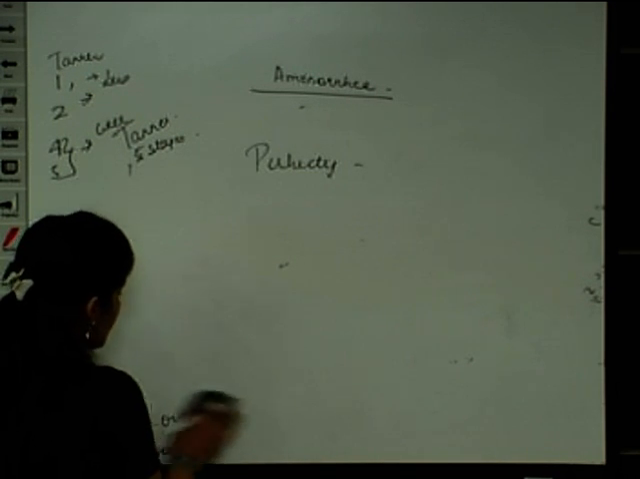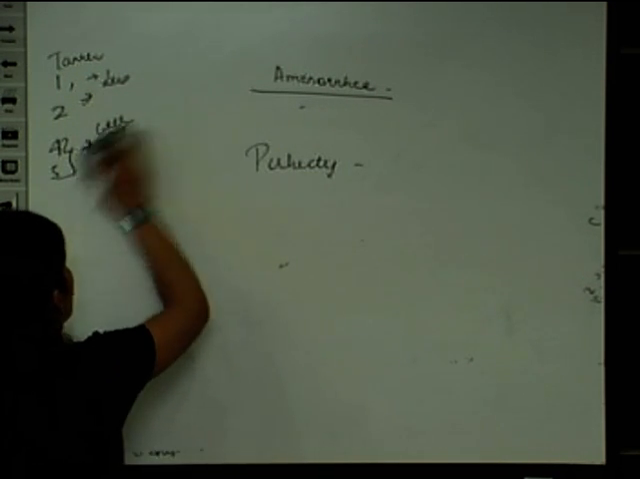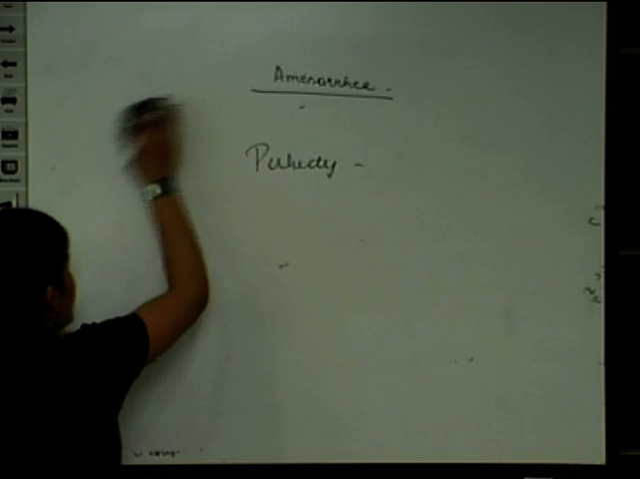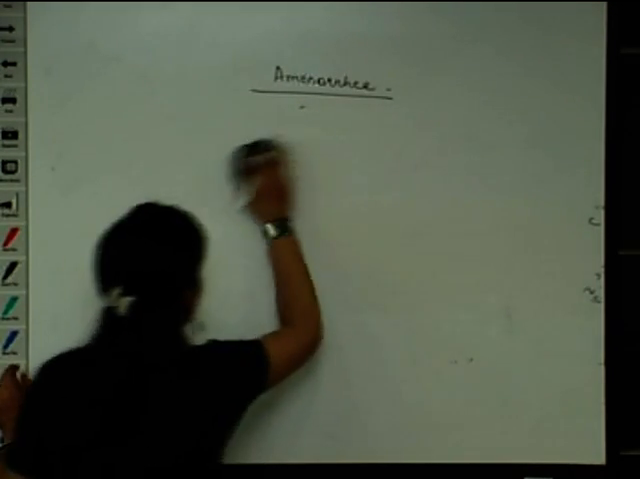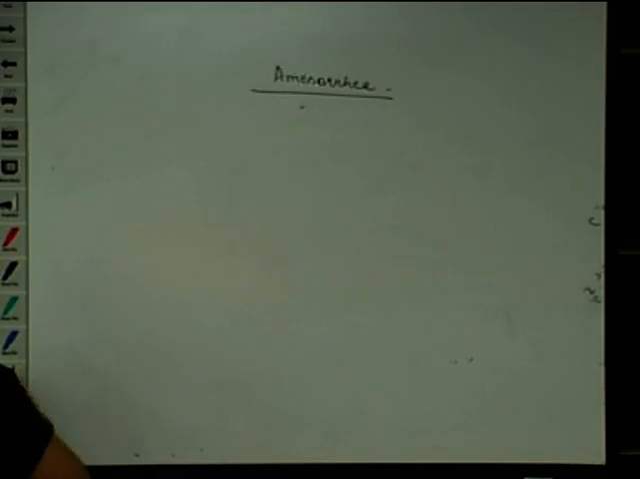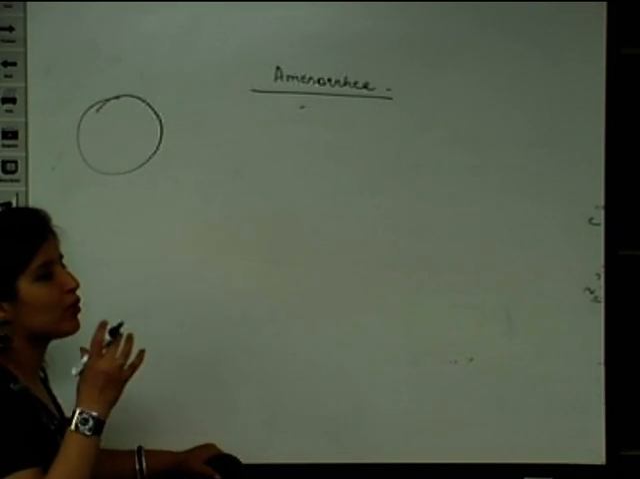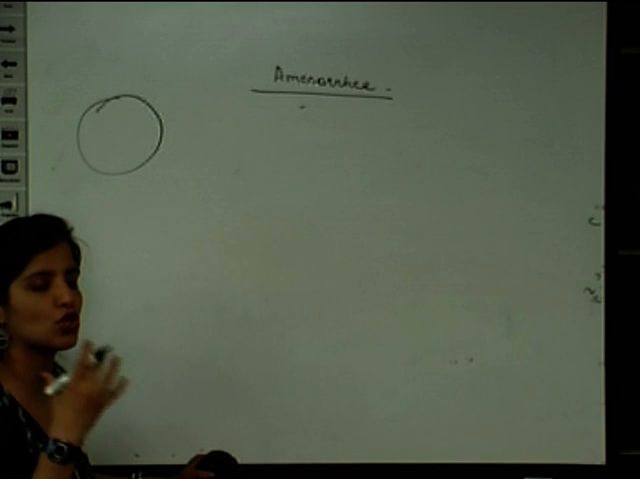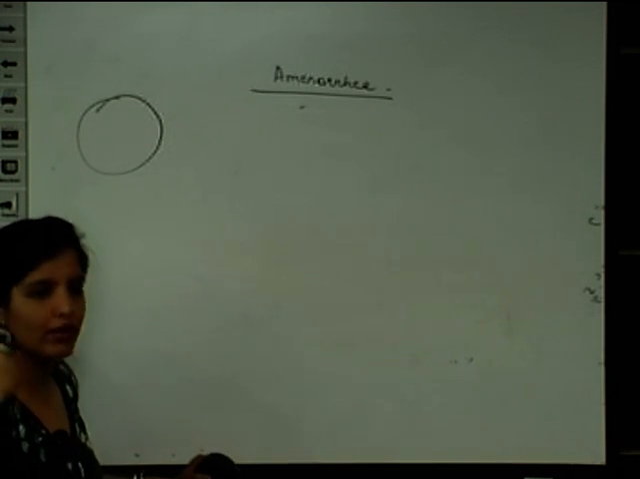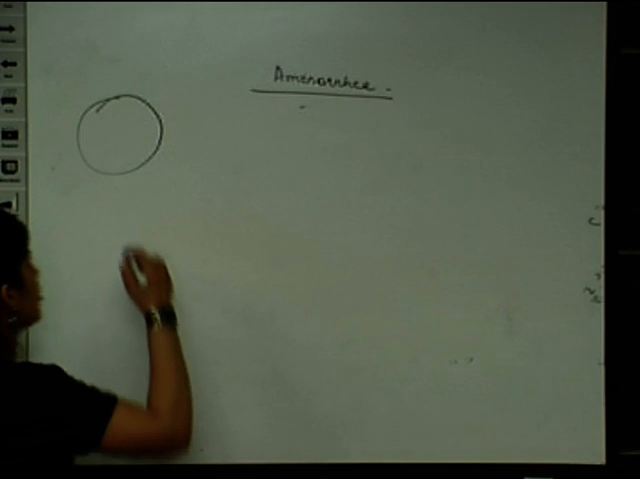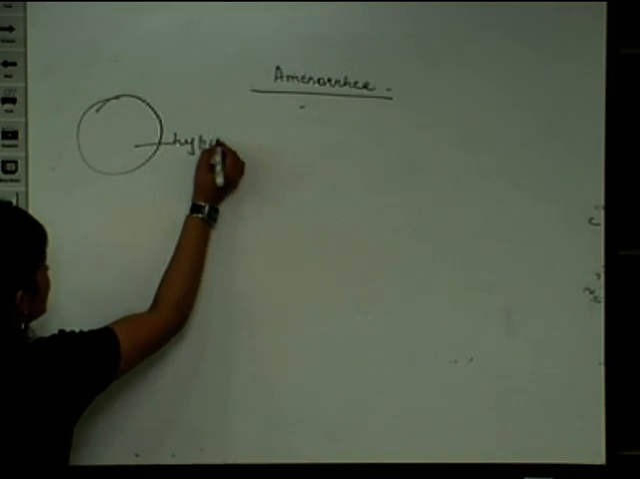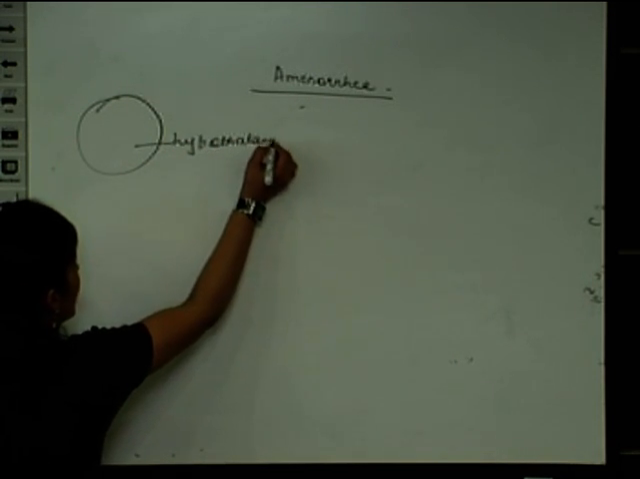Now once we know puberty, coming back to amenorrhea, primary amenorrhea, again the same thing. For a female to menstruate, the basic requirement is that the hypothalamic pituitary ovarian axis should be intact, because hypothalamus releases GnRH.